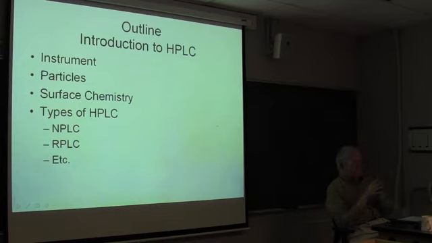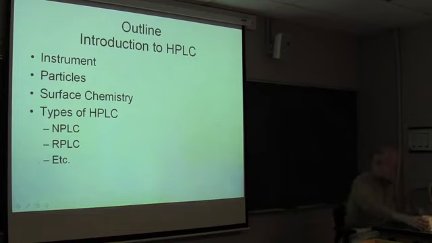GC is really only done on species that are volatile and thermally stable. They have to fit both of those criteria. And in organic chemistry and biochemistry, there aren't that many volatiles, and there aren't that many thermally stable if we're talking 200 or 300 degrees C. So LC encompasses a much bigger fraction of all the molecules that we know about than GC.